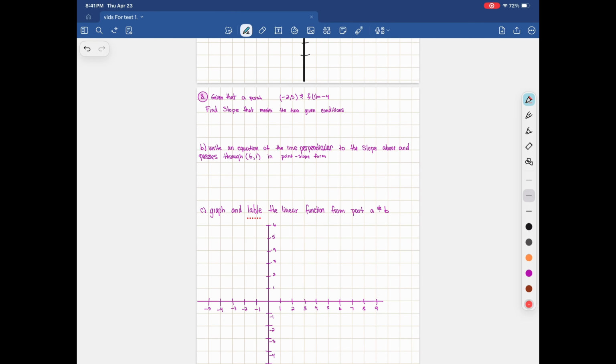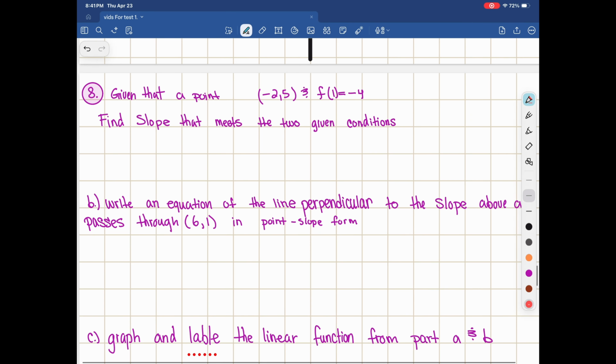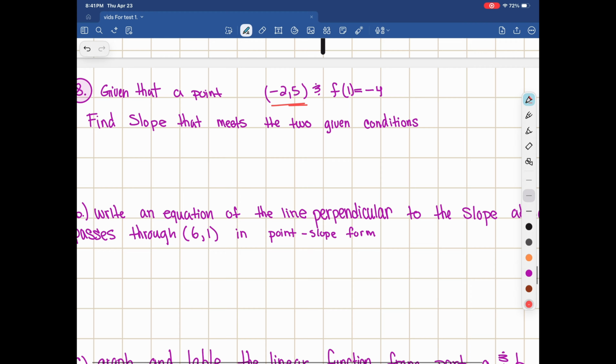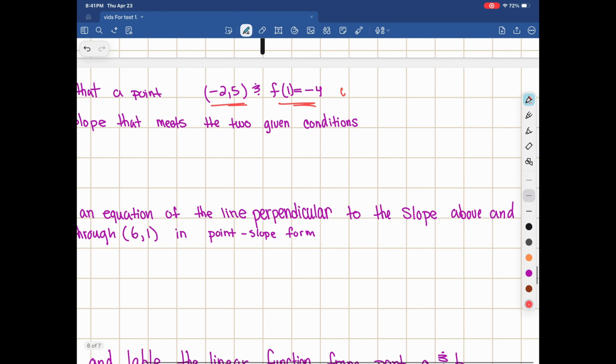Hello, my name is Santiago, and we're going to be going over problem 8 of exam 1. We are given 2 points, and we're going to have to find the slope that meets them and give 2 coordinates, or given the conditions, excuse me.